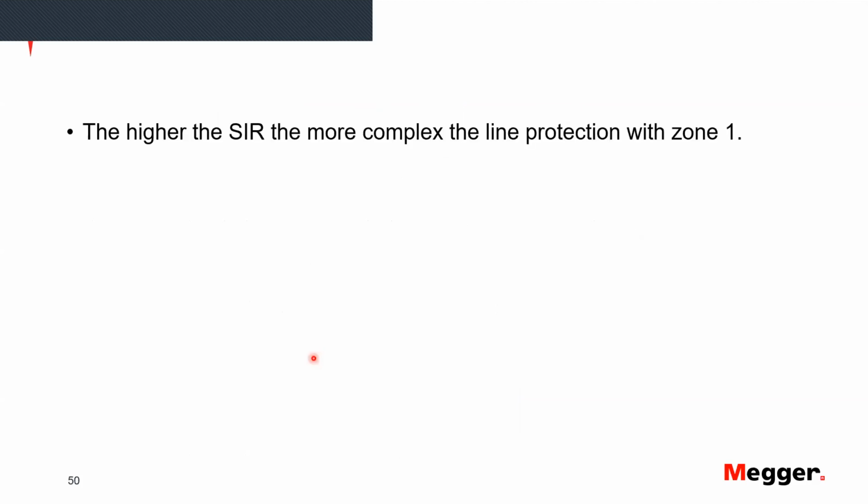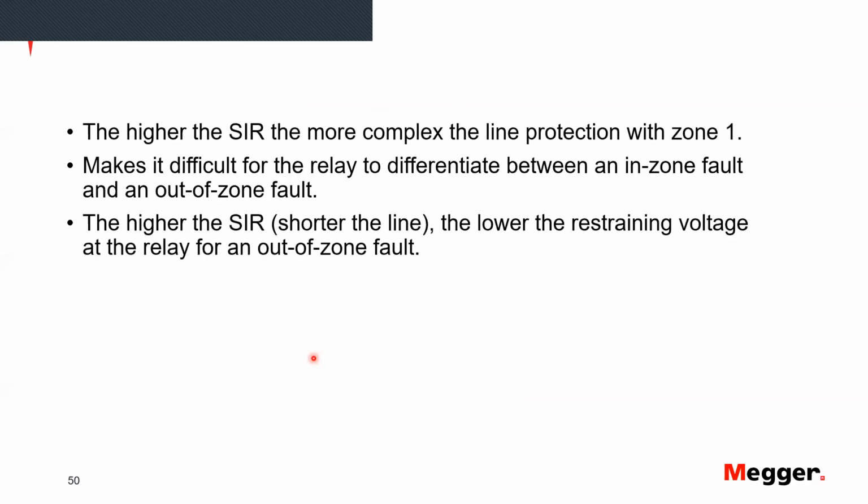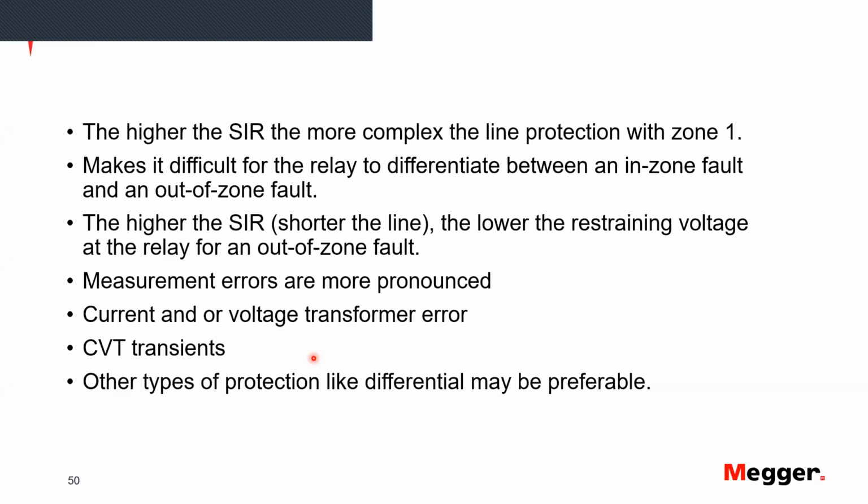Now, for short lines, we know that the higher the SIR, the more complex the protection is going to be with zone 1. It makes it more difficult for the relay to differentiate between an in-zone fault and an out-of-zone fault. The higher the SIR, remember, shorter line, the lower the restraining voltage. Remember, the voltage is going to drop more at the relay for an out-of-zone fault. Measurement errors are more pronounced. You have greater current and voltage transformer errors and CVT transients. We have mentioned those already. And in these cases, other types of protection like differential may be preferable.